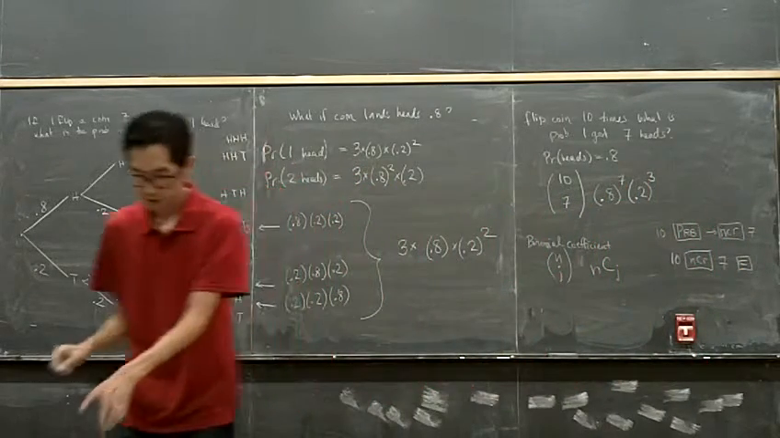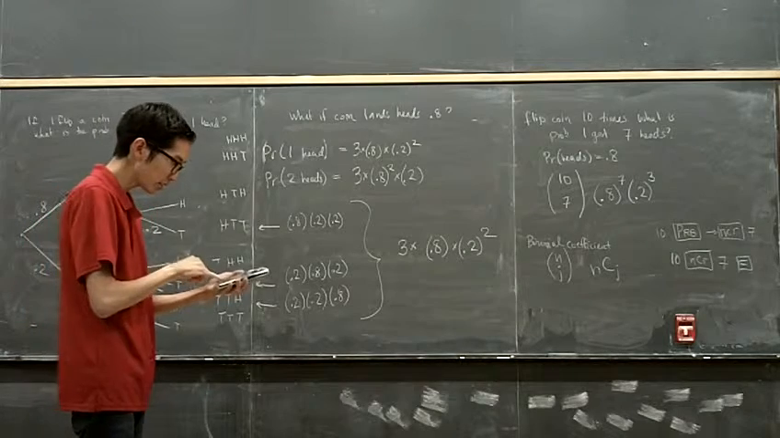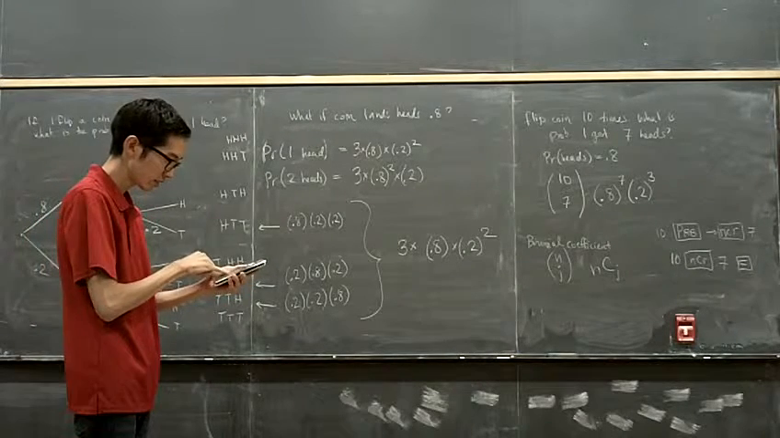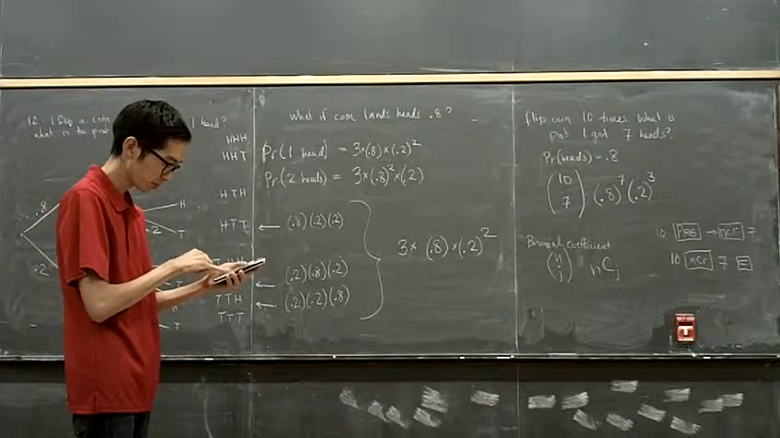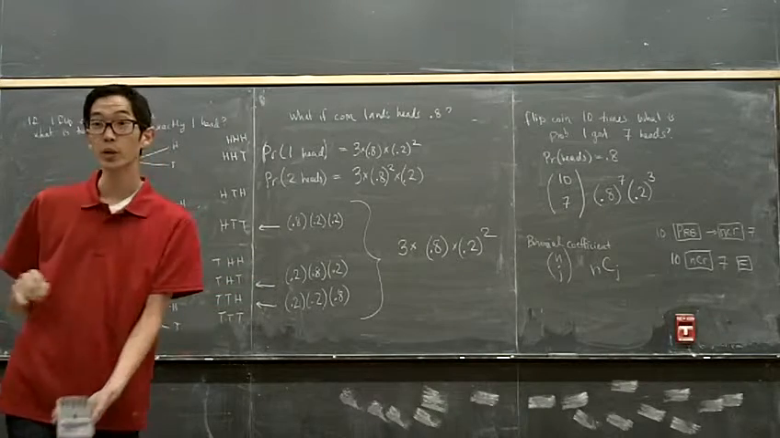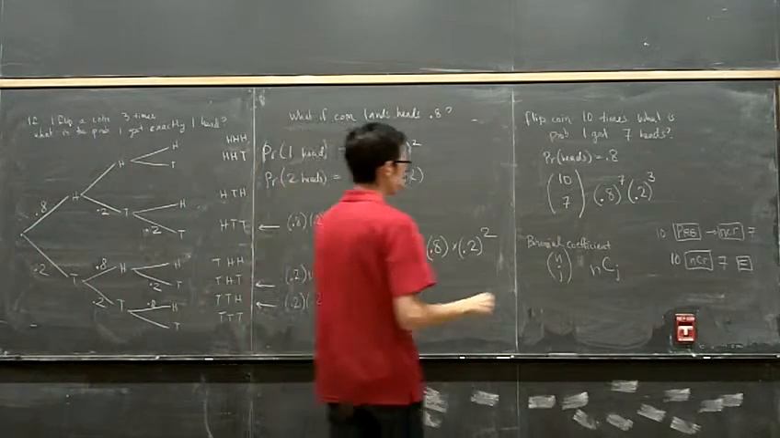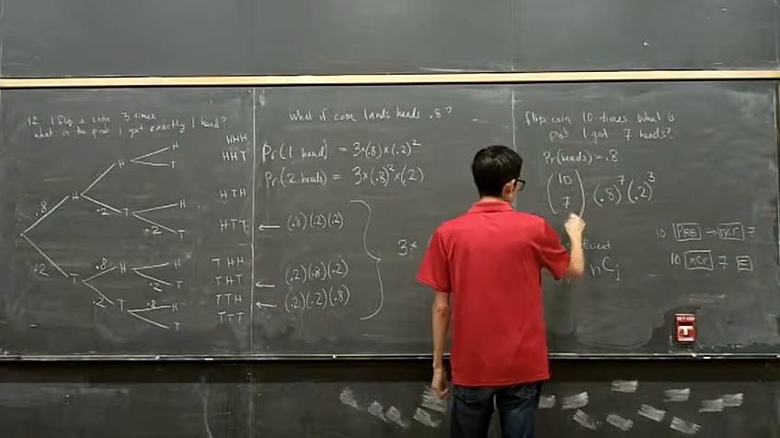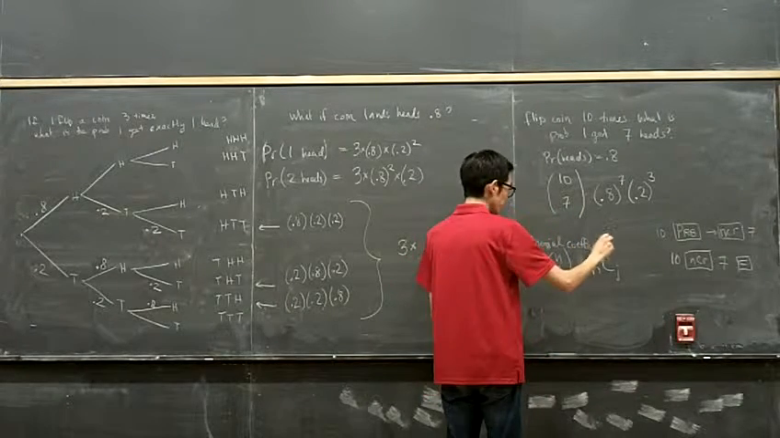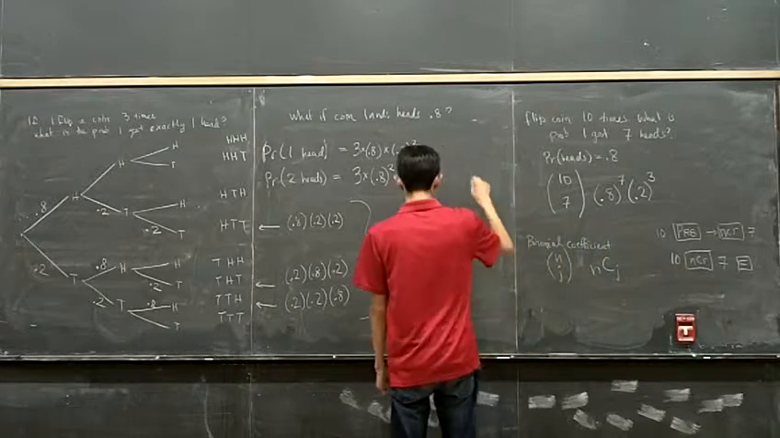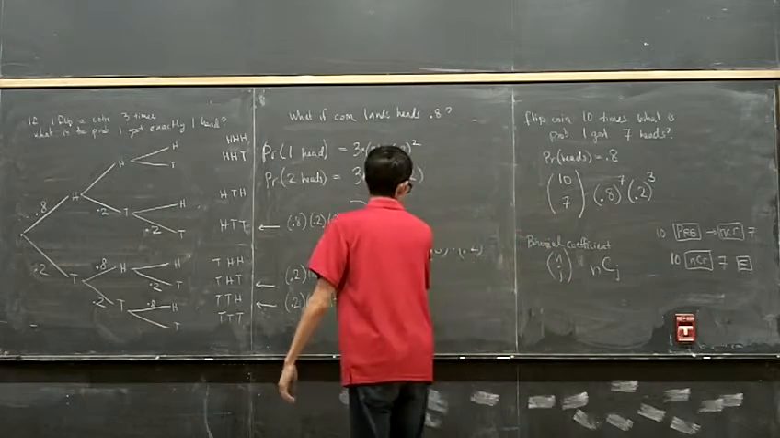So when you do this on your calculator, I get 120. So this thing is equal to 120. Where do we go?